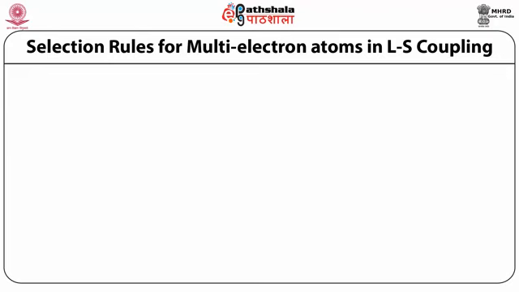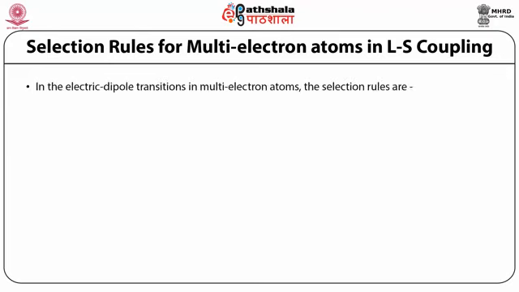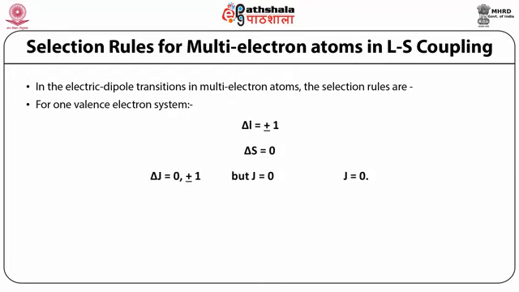There are selection rules for the interaction of LS coupling. In the electric dipole transitions in multi-electron atoms, the selection rules are: for one valence electron system, delta L is equal to plus minus 1, delta S is equal to 0 and delta J is equal to 0, plus minus 1, but J is equal to 0.